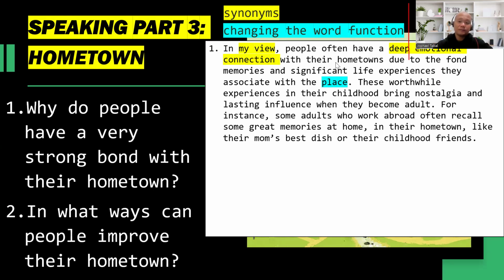how the candidate paraphrases the question. So we have here, for example, why do people have a very strong bond with their hometown? So we have "in my view," I mean, that means your point or reason: "have a deep emotional connection." So we have your "strong bond," all right? So the candidate here uses synonyms, all right? And hometown, we can say "a place" or "their place," all right?